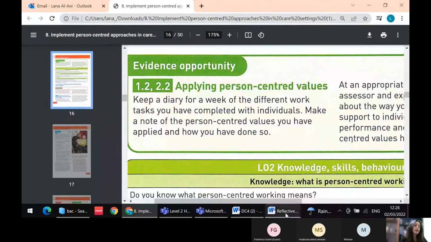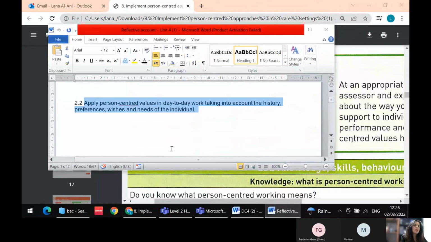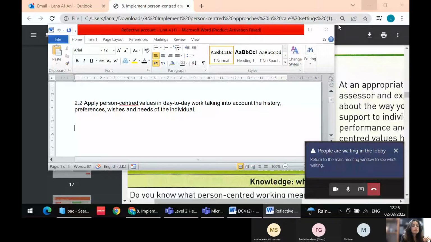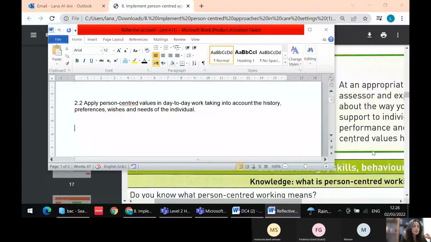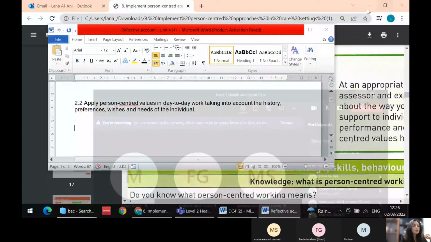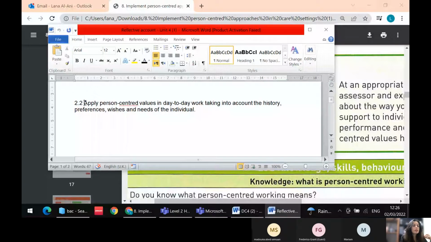Because it's in the reflective account, I will be talking about myself. We repeat that so many times. Please, can you remember next time, whenever we have a reflective account, we always should talk about our own experience. So how would you apply person-centered values in day-to-day working, taking into account history, preferences, wishes, and needs of the individual?